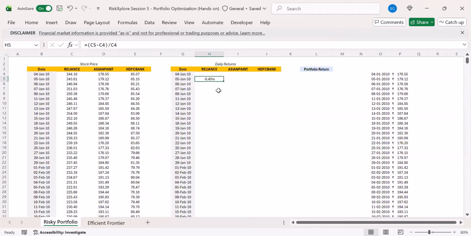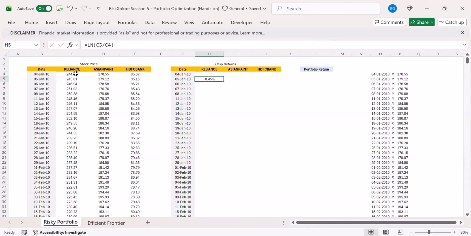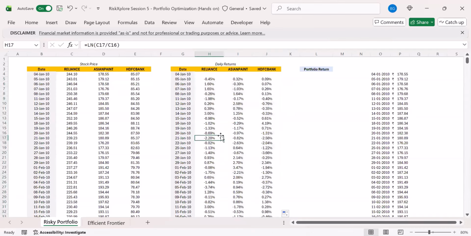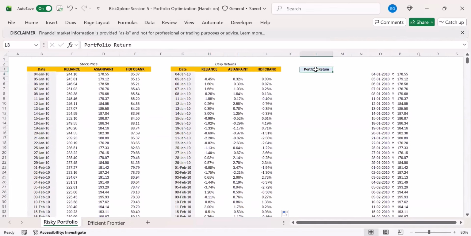Now these are simple returns that we calculate, right? We can also calculate the log returns as well. For that, we will take the natural log of this divided by this, and it will give us the log returns as well. We can drag it to the right and down as well, and we have daily returns for each of these stocks. We will come to portfolio return later, but this is the information that we have here.